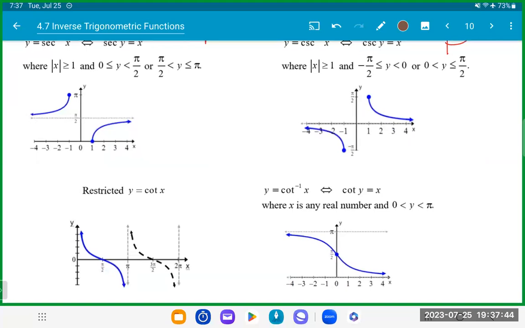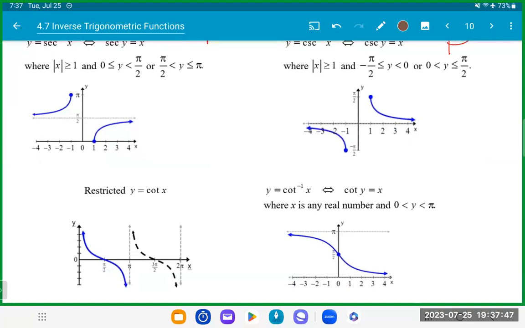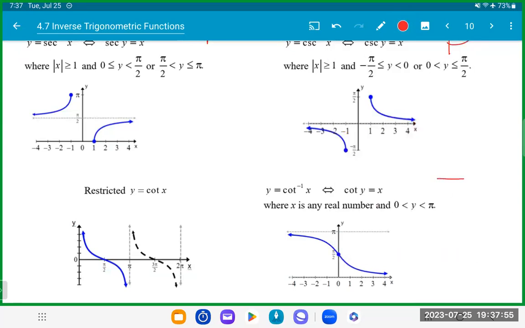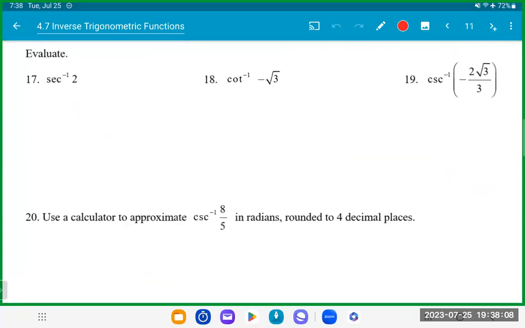And for our cotangent, that's going to be from 0 to pi. So that's similar to our cosine, and there's no restriction on whether it can be on pi over 2. Okay. So let's look at some examples of these three functions.